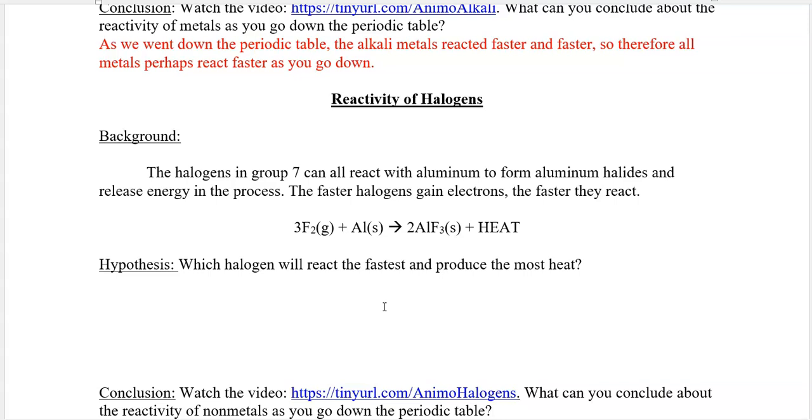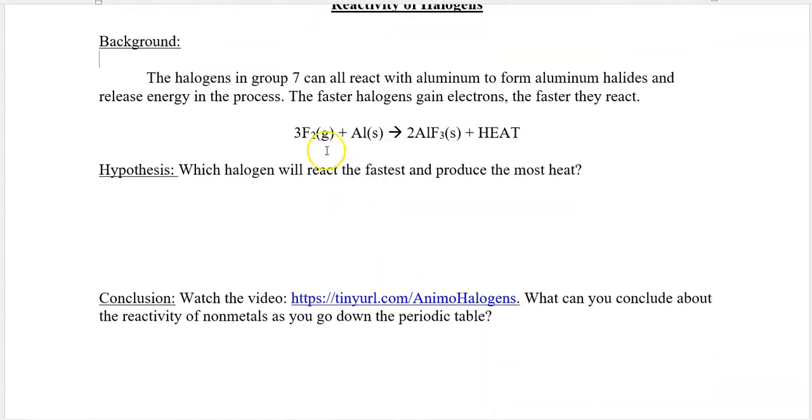They release energy. So it turns out the faster halogens gain electrons, the faster they react. So not losing electrons this time, the halogens are gaining them. So here's an example reaction. 3 molecules of F2, that's fluorine gas, react with aluminum solid, and they produce 2 aluminum fluoride, AlF3, and heat. So I want you to make a hypothesis again. Which halogen will react fastest and produce the most heat? Go ahead, pause the video, make a hypothesis.